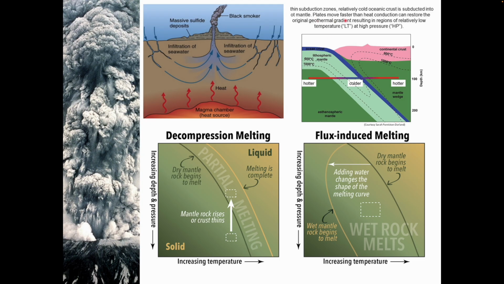The plates move faster than heat conduction can restore the original geothermal gradient, resulting in regions of relatively low temperature at very high pressure. This is what happens inside a subduction zone.